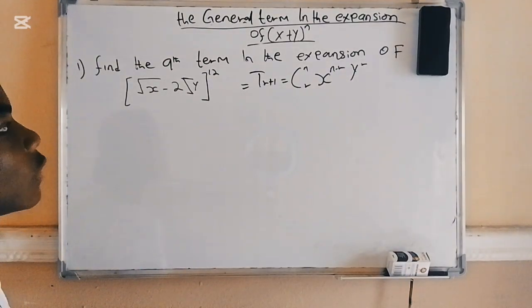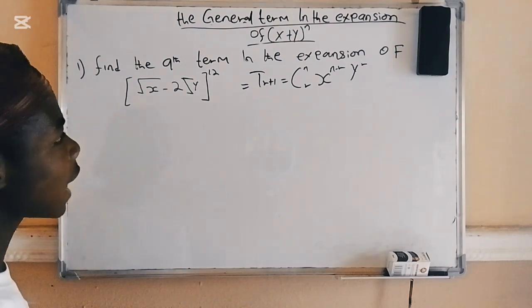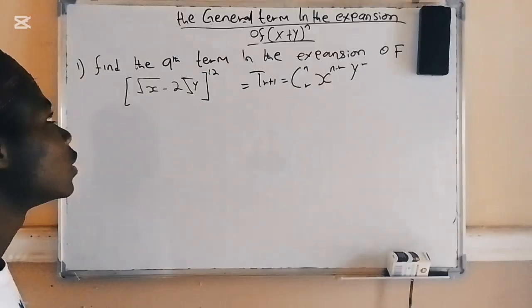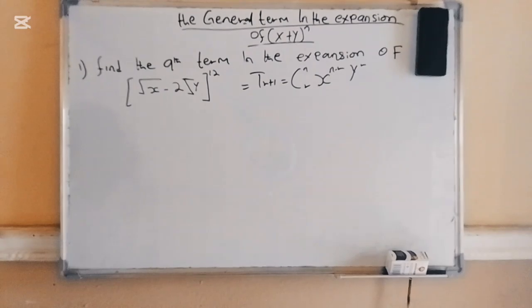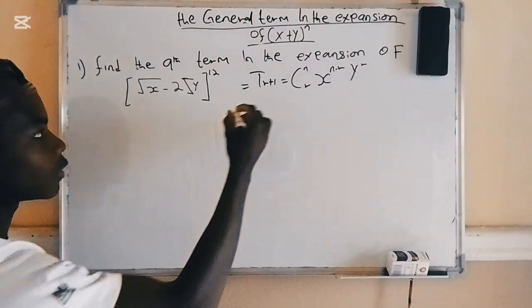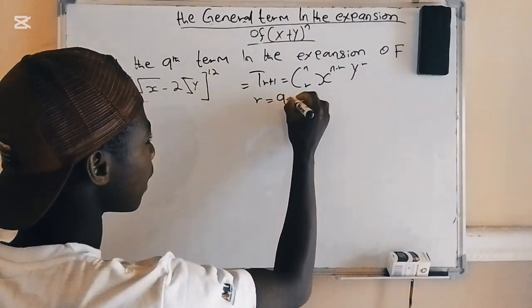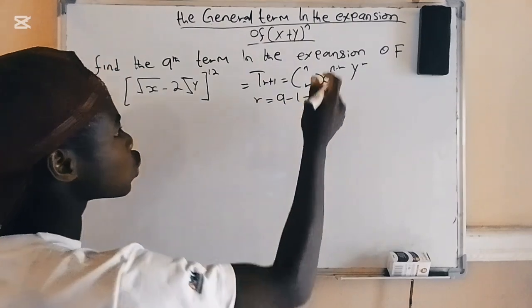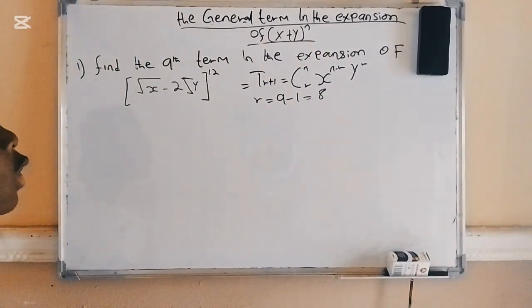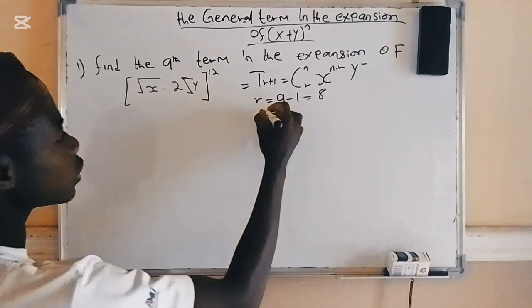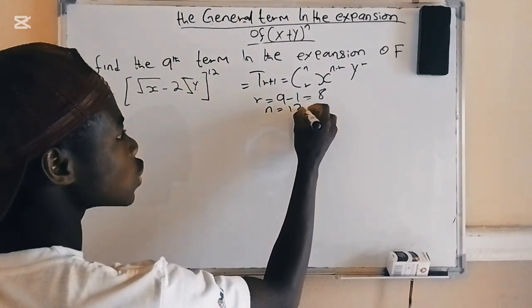So let's see how we can solve this question. We have to first identify the value of r. We are given the 9th term, so to find the value of r, 9 minus 1 gives me 8. So we find the value of r, and we know the value of n is 12.